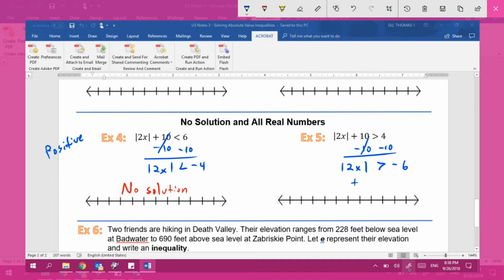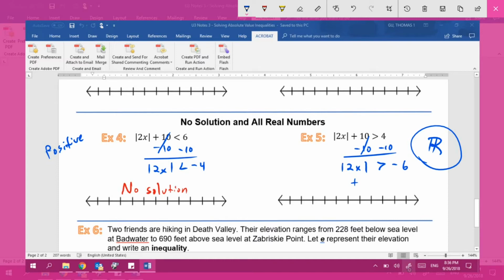So does it matter what number I choose for x? No, it doesn't. So in this case, my solution is all real numbers, which is this symbol. All real numbers. No matter what number I choose for x, it's always going to come out positive, which is always greater than a negative number.